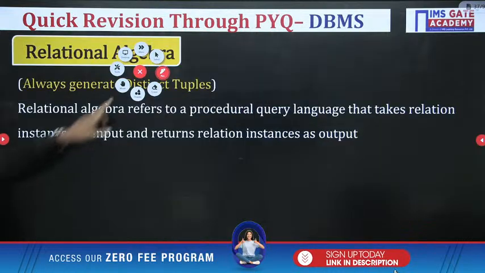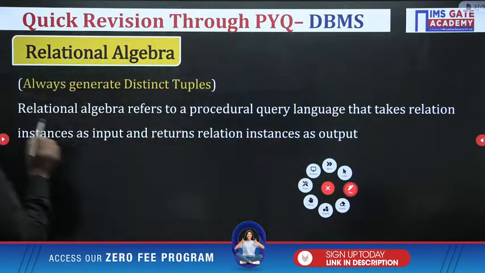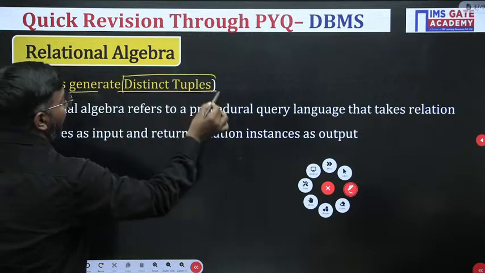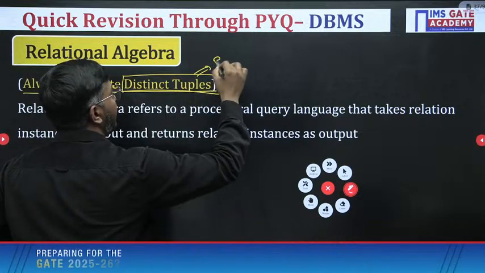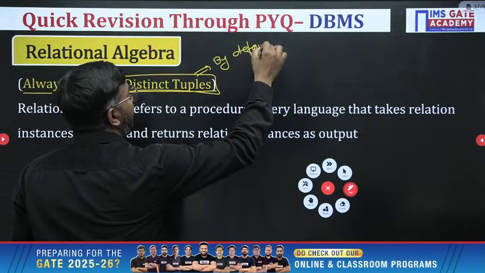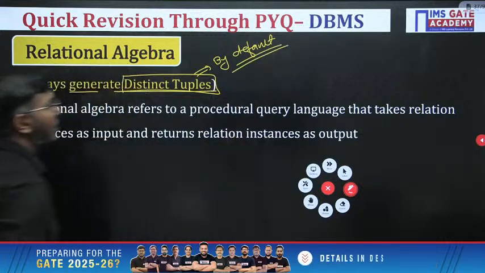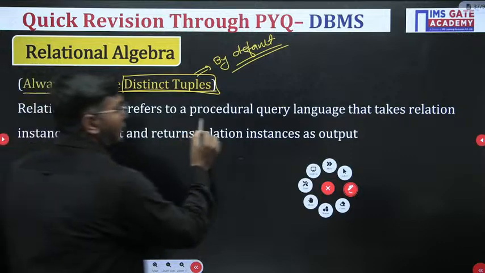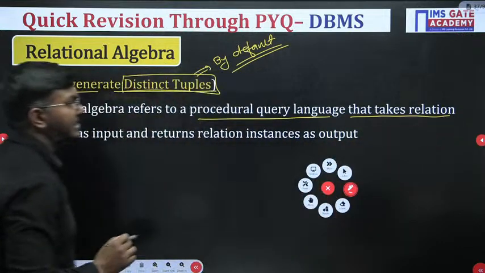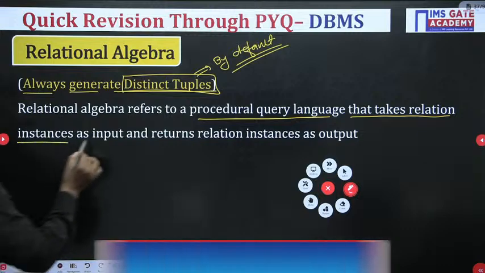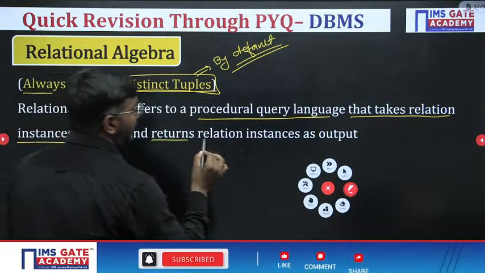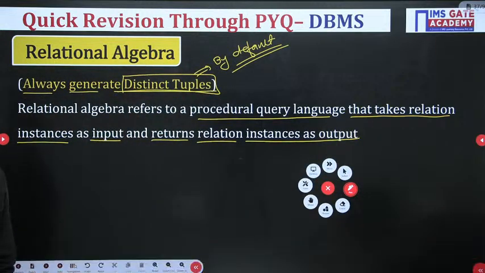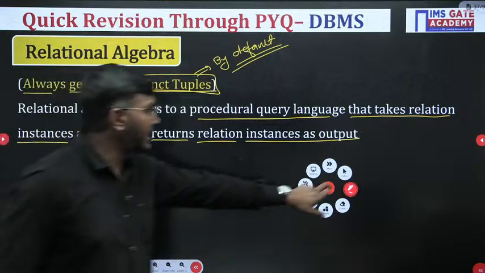So in the relational algebra, the first important point is that this always generates distinct tuples. By default, the relational algebra always generates distinct records or tuples. Fine. So relational algebra refers to a procedural query language that takes the relation instances as the inputs and returns the relation instances as an output. Understood? Done? Okay.